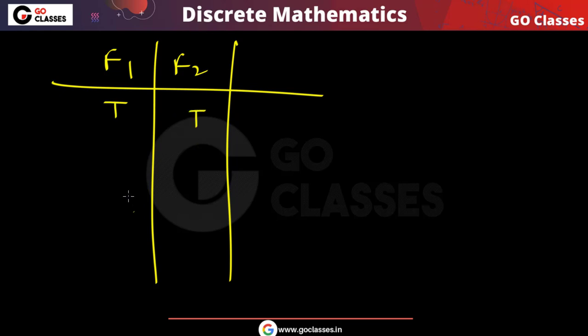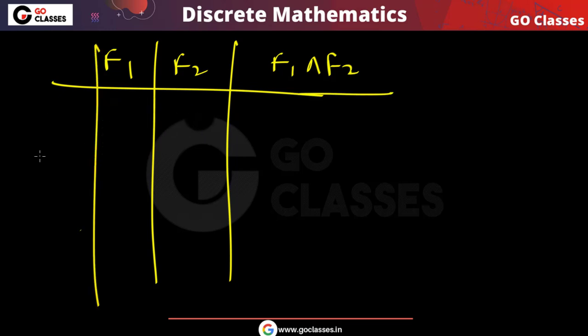It is not possible, true, it is not possible. So what can you say about f1 and f2? It is not possible, at least one of them is always false. Whatever case you take, at least one of them is always false.